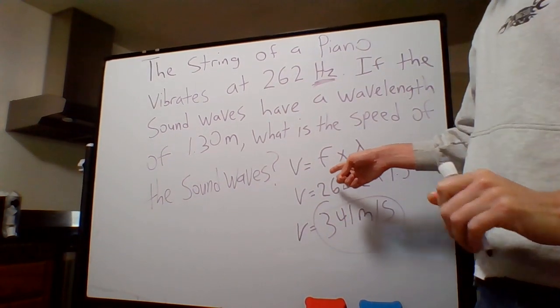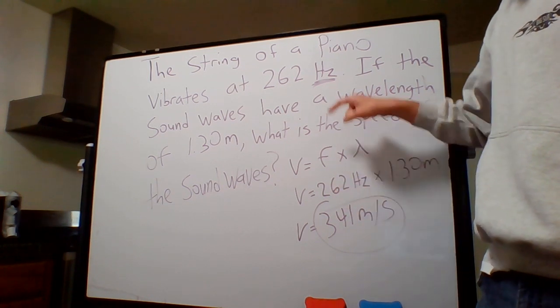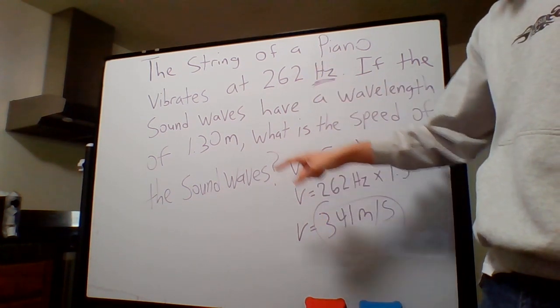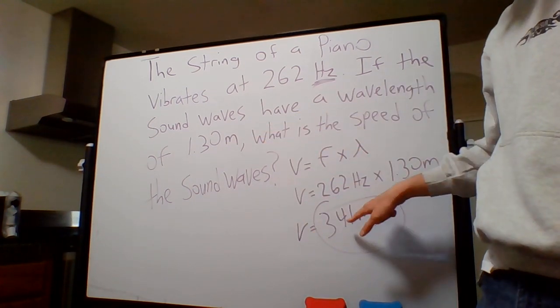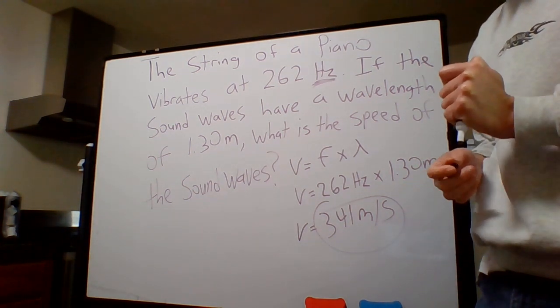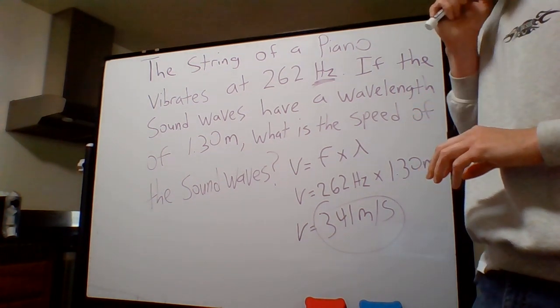So all we had to do is remember the formula for wave speed. We were given the frequency. We were given the wavelength. We multiply those two values, and you get your answer in meters per second: 341 meters per second. All right. So that's a way to do these problems.